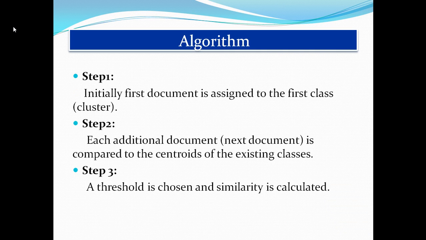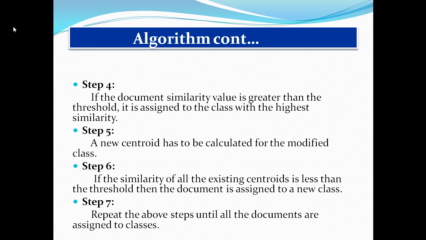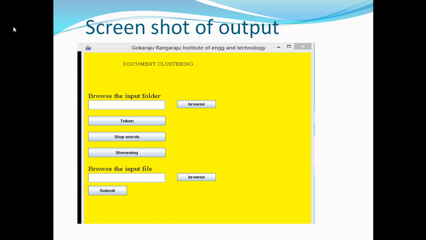Algorithm. This is our main algorithm, that is the one pass assignment algorithm. Step 1, initially the first document is assigned to the first class. Step 2, each additional document is compared to the centroids of the existing classes. Step 3, a threshold is chosen and similarity is calculated. Step 4, if the document similarity value is greater than the threshold, it is assigned to the class with the highest similarity. Step 5, a new centroid has to be calculated for the modified class. Step 6, if the similarity with all the existing centroids is less than the threshold, then the document is assigned to a new class.